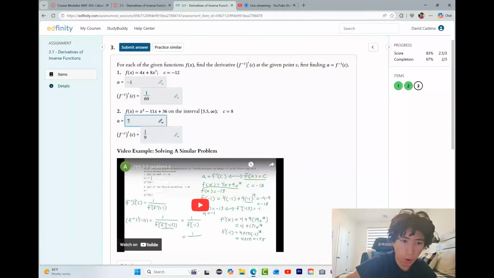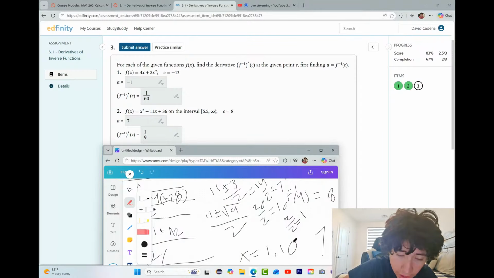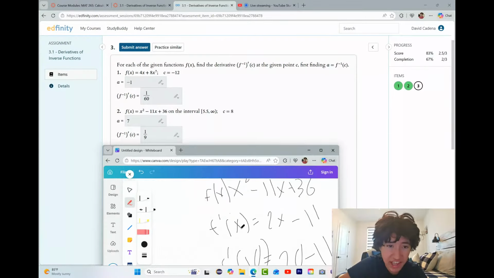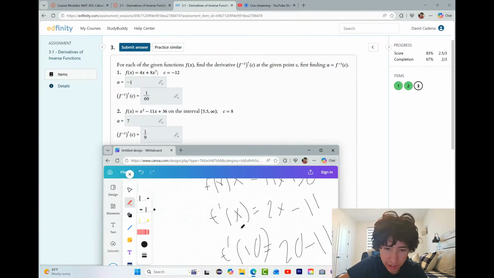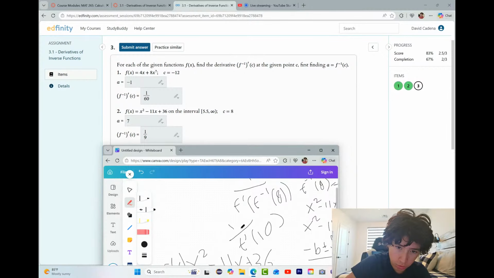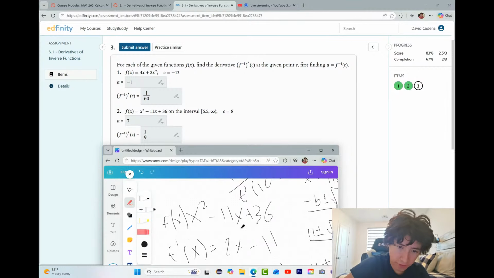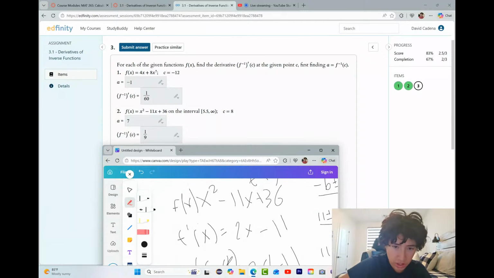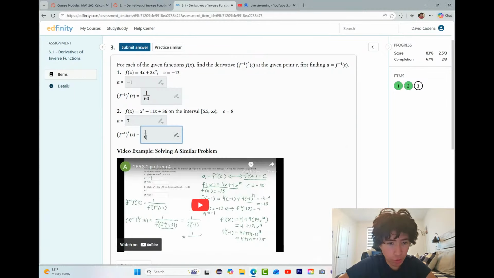And hopefully the other one gives something that's below 5.5. And 11 minus 3 is 8. 8 over 2 is 4. Perfect. So plugging 7 back in, this is f prime of 7. Plugging in 7, you get 2 times 7, 14. 14 minus 11 is 3, so 1 over 3, I think, right?